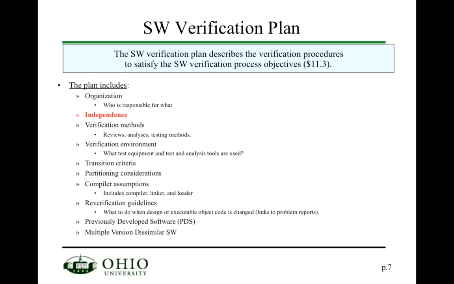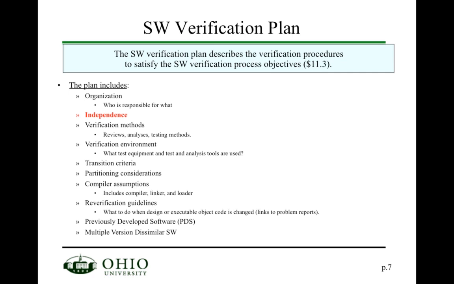Of course, like any other life cycle item, you need to have established transition criteria to find out exactly when you conclude a particular process, in this case specific to verification, of course. Now, there's a couple additional items in this plan. What are you going to do in terms of partitioning if you run multiple software components on the same processor? What are some of the compiler assumptions that you make?